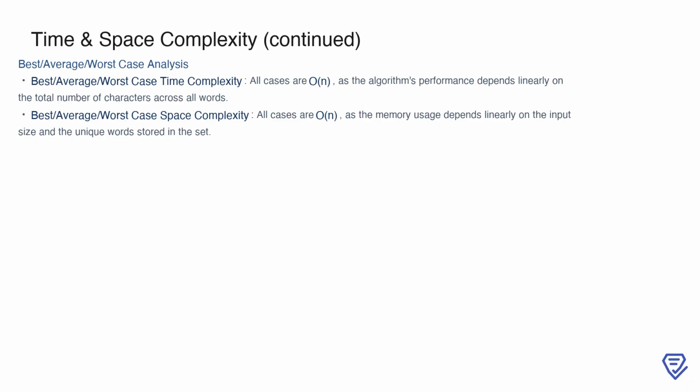Similarly, the space complexity is also O(n) in all cases, since the memory usage is directly proportional to the input size and the unique words stored in the set. This consistent linear performance in both time and space, regardless of the input structure, highlights the efficiency of the solution and its ability to handle large inputs effectively.